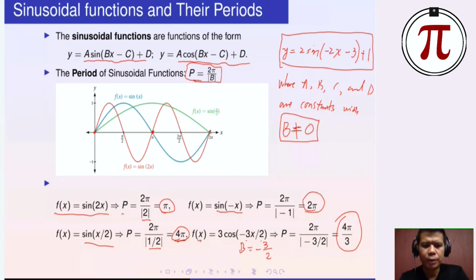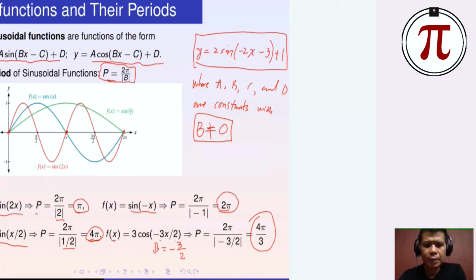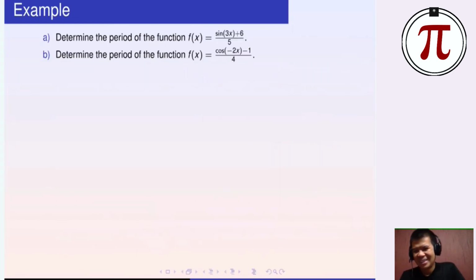That is the point. The period of the sinusoidal functions, p equals 2 pi over the absolute value of b. Yes? Okay. Good?